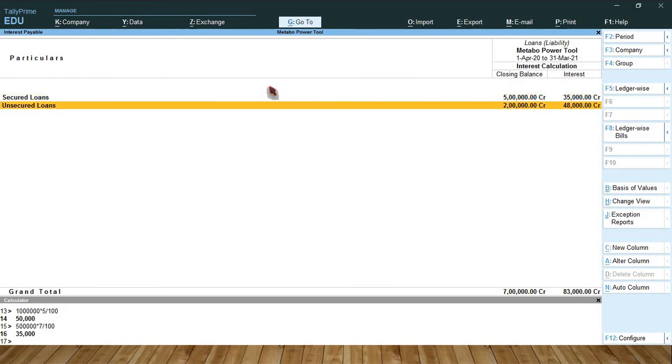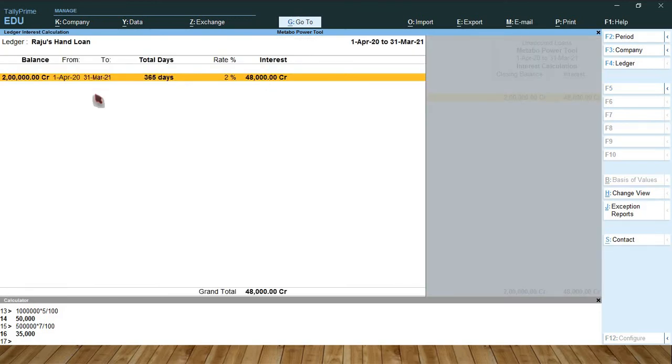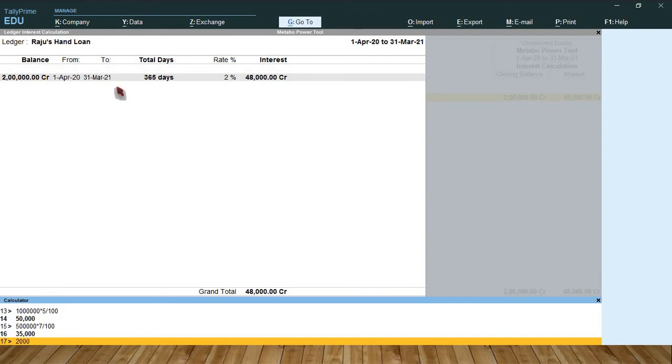So like that, unsecured loan, that is Raju's hand loan. So 365 days. So 48,000. So 2 lakh into 2 divided by 100. So this is a per month basis. Per month basis. Control N, 2 lakh into 2% divided by 100, 4,000. 4,000 into 12, that is 48,000. So as per our setting, the interest rate is correct.